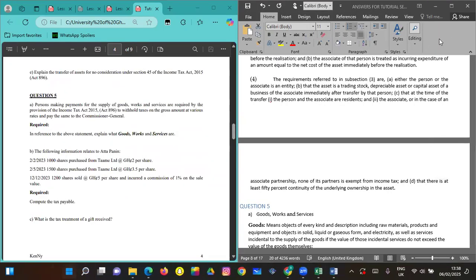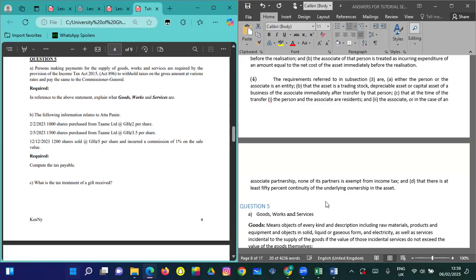Let's move to question 5. Persons making payments for the supply of goods and works, goods, works, and services are required by the provisions to withhold tax on the gross amount at various rates and pay the same to the Commissioner General. In reference to the above statement, explain what goods, works, and services mean, right?